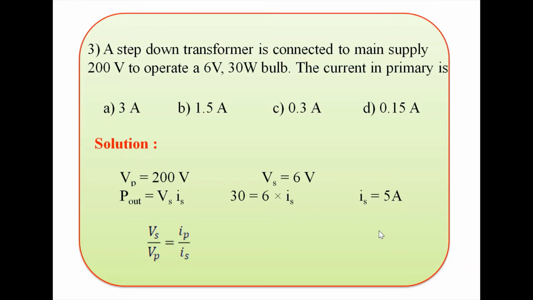We know that the ratio of voltage in secondary divided by voltage in primary is equal to current in primary divided by current in secondary. So putting the values, we can write 6 divided by 200 equals Ip divided by 5. Taking the Ip term, that means the current in primary, outside, we have Ip equals 0.15 ampere. So here option D is correct. Let's see the next objective.